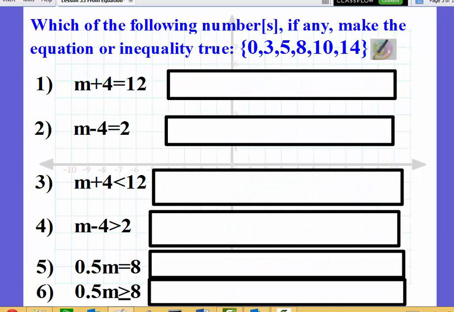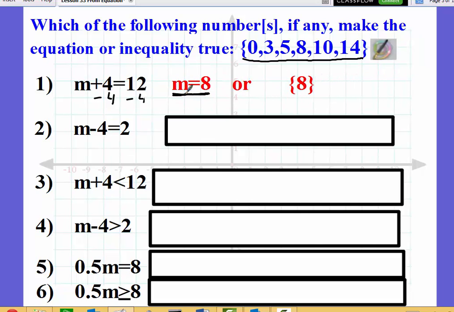Okay, which of the following numbers, so my number list is right here, if any, make the equation or inequality true? Let's look at my very first one. It's pretty easy. I'm going to subtract, do the inverse from each side, and I'm left with 4 equals 8. 8 plus 4, that equals 12. 12 equals 12. I want you to look, though, how this answer is written.